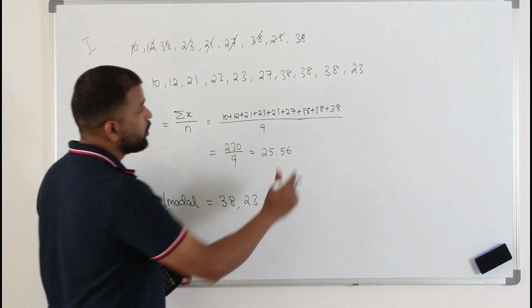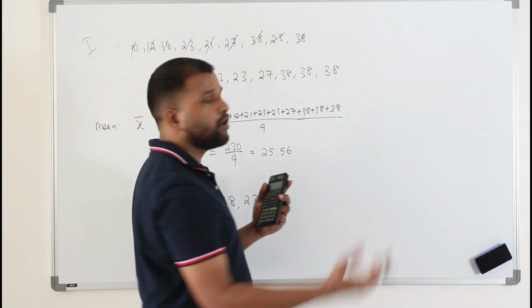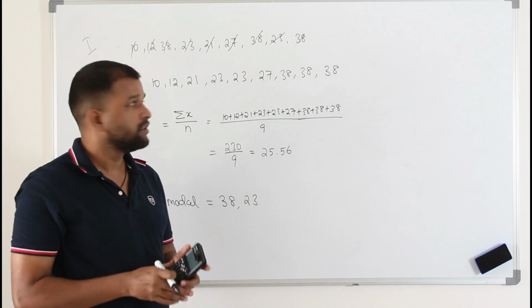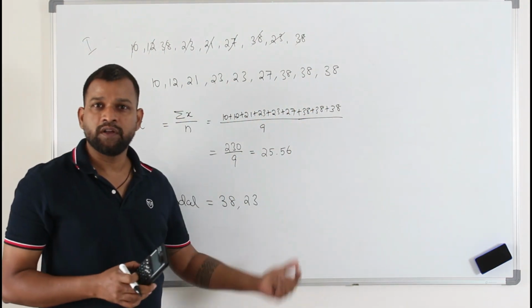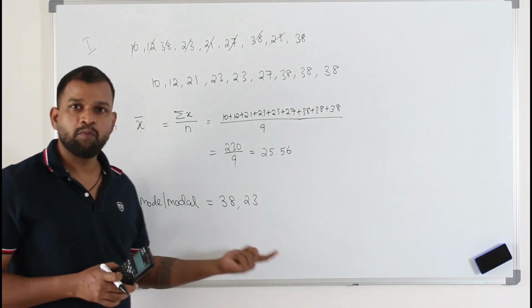Now I will give you one more scenario. Let's say none of the numbers appeared more than once. No number appeared more than once. In this case, there is no mode for this data. You can just simply write it as no mode.